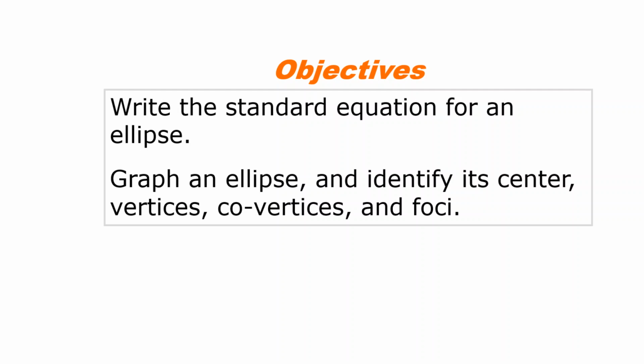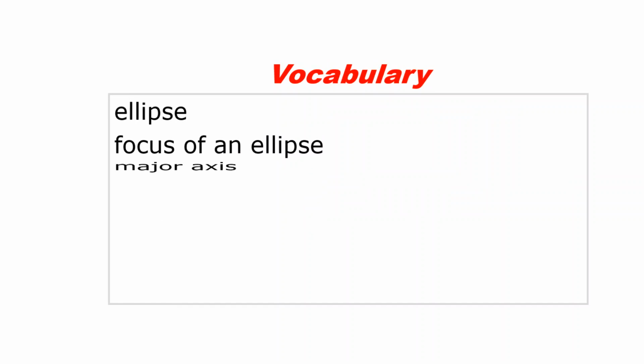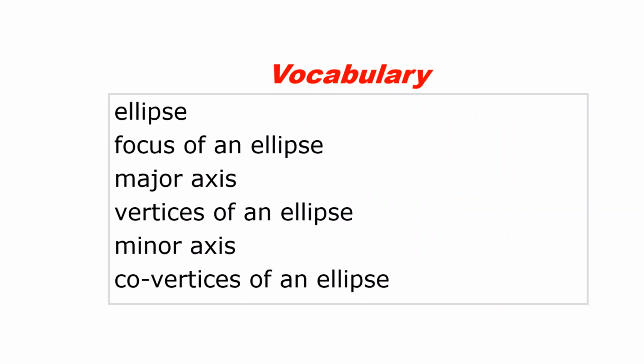The objectives for this lesson, you're going to be able to write the standard equation for an ellipse. You'll also be able to graph an ellipse and identify its center, vertices, co-vertices, and foci. Your vocabulary for today is ellipse, focus of an ellipse, major axis, vertices of an ellipse, minor axis, and co-vertices of an ellipse.